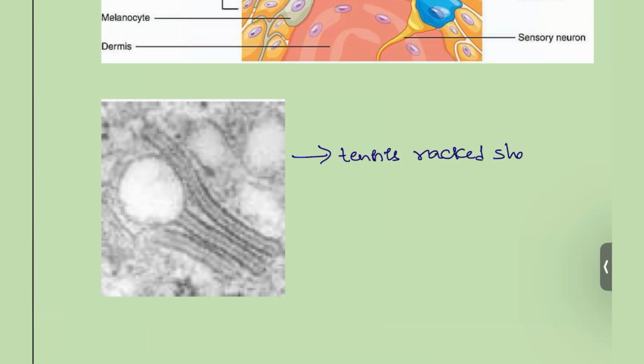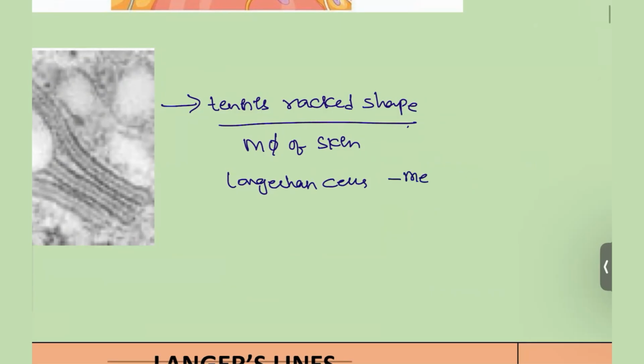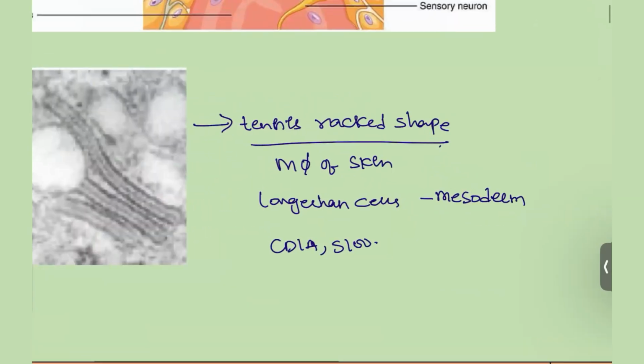This tennis racket shape is seen in the macrophage of skin. What is that cell known as, guys? Langerhans cells. This is very important, and the origin is also asked sometimes. It is derived from the mesoderm. And what are the markers that we commonly use? CD1a and S100. These are the two we use for Langerhans cells. They are present in the stratum spinosum.